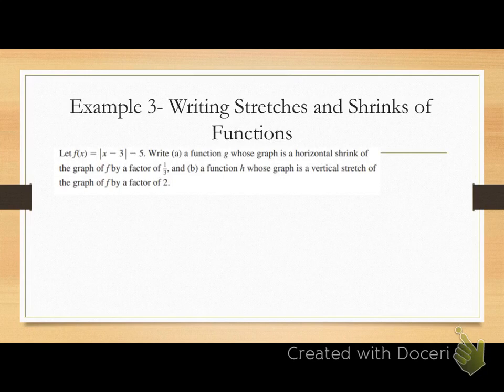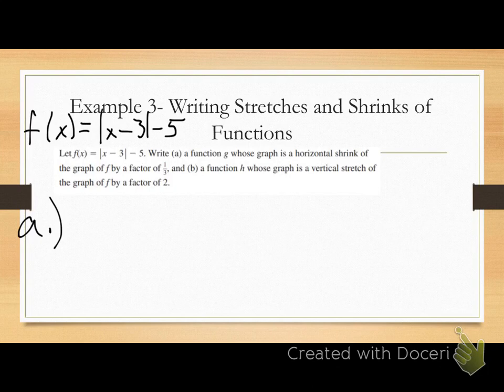Let f of x equal the absolute value of x minus 3 minus 5. Let me write it bigger. Let f of x equal the absolute value of x minus 3 minus 5. So the first part, letter A, says write a function g whose graph is a horizontal shrink of the graph of f by a factor of 1/3.